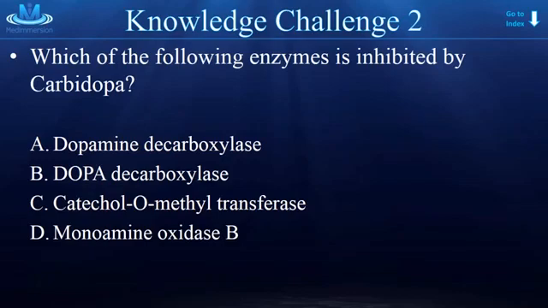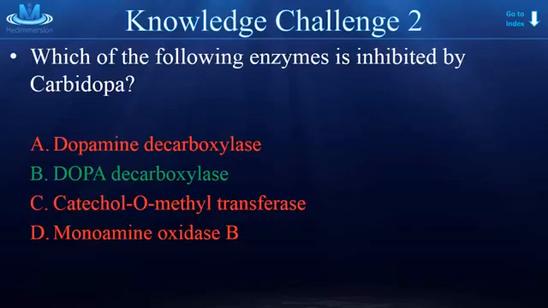Knowledge challenge number 2. Which of the following enzymes is inhibited by carbidopa? Dopa decarboxylase. Why is that important? Well, the inhibition of dopa decarboxylase means that there is less metabolism of L-dopa into dopamine in the periphery. And this cuts down on the side effects of peripheral dopamine and also increases the availability of L-dopa for the central nervous system.